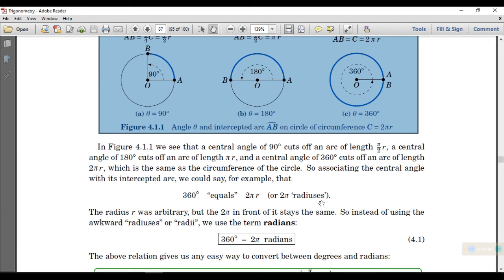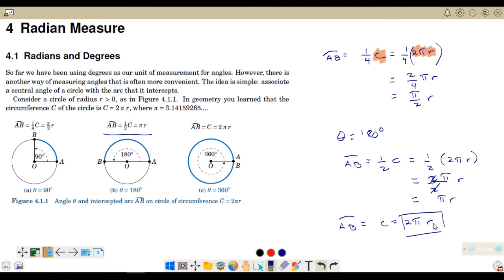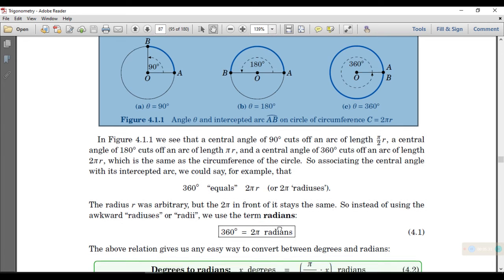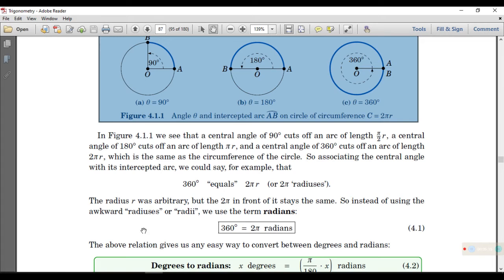Ang pangit niya tingnan, di ba? So, since yung r natin is arbitrary, meaning pwede nating palakihin or paliitin yung circle natin and still we are going to have the same formula. Meron tayong pi over 2 at saka pi for 90 and 180. Ang mababago lang ay yung value ni r. So we are going to refer to it as radians instead of saying radiuses or radii.